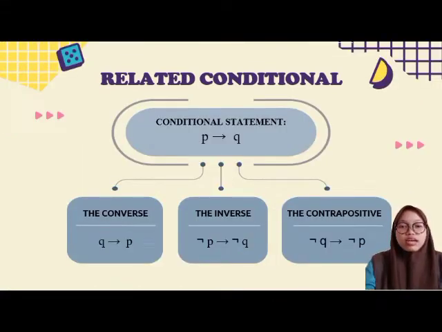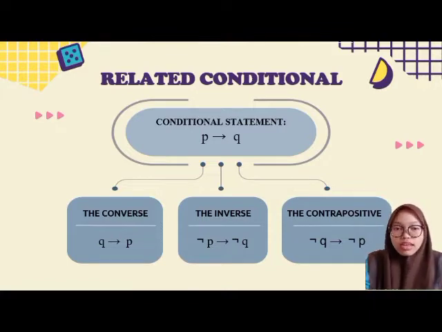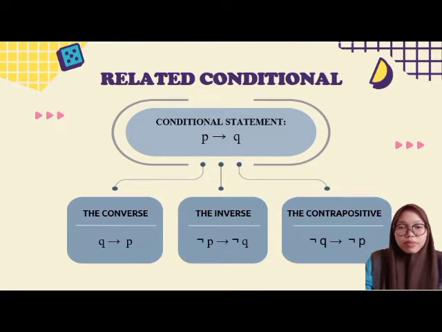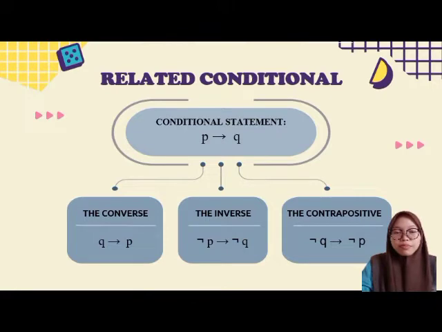To make it clearer, I will change it into symbols. This is the conditional statement: P implies Q. After we take the converse, we will get Q implies P. The inverse, we will get not P implies not Q. While the contrapositive, we will get not Q implies not P.